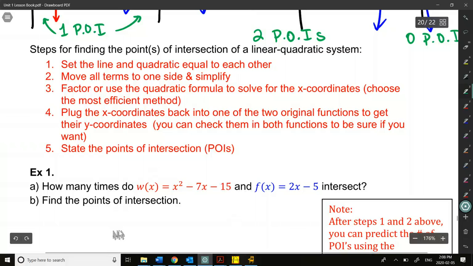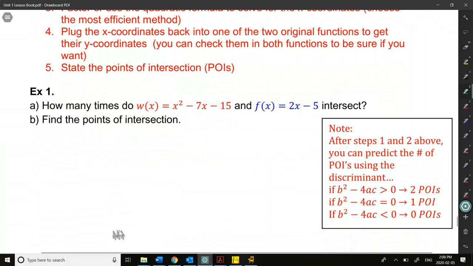And then we need to find their y coordinates. So once you get your x's, you're going to sub back into one of the two original equations, find your y's, and state the xy coordinates of the points of intersection. Okay? So this is all well and good, but it sounds kind of confusing when we're not actually applying it, right? Okay, so let's take a look at an actual example here.